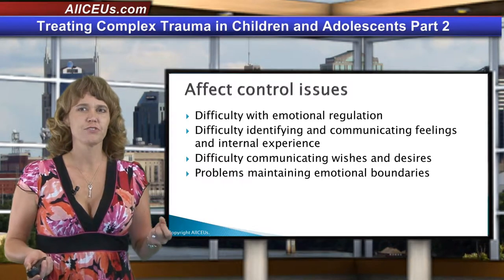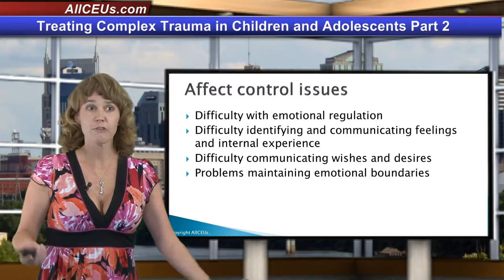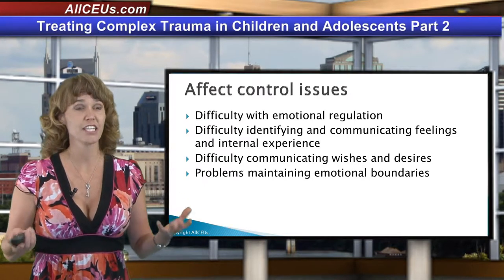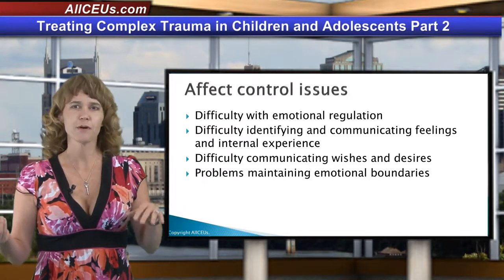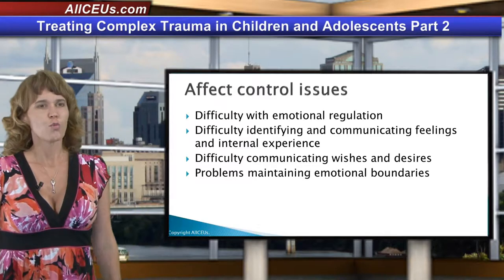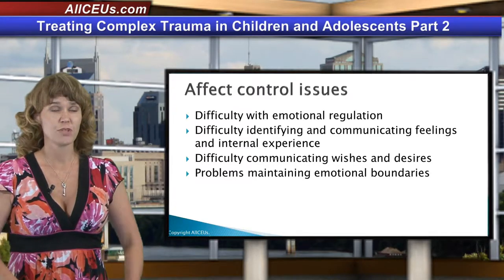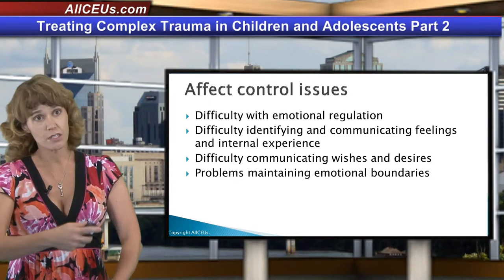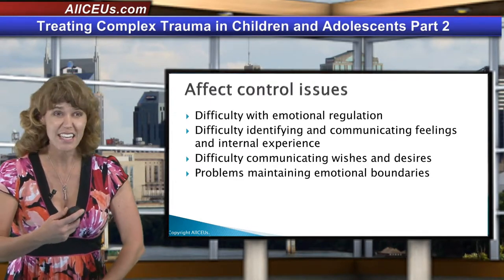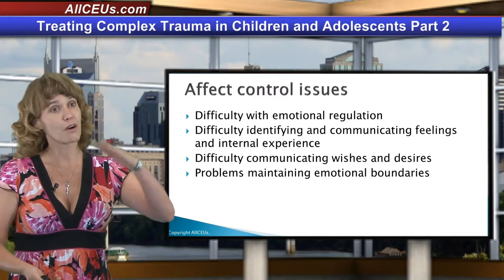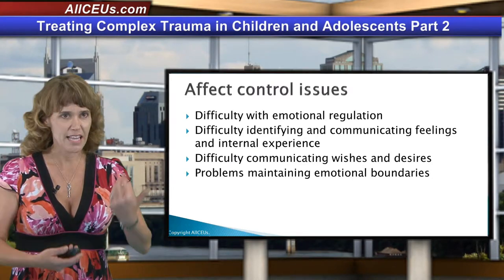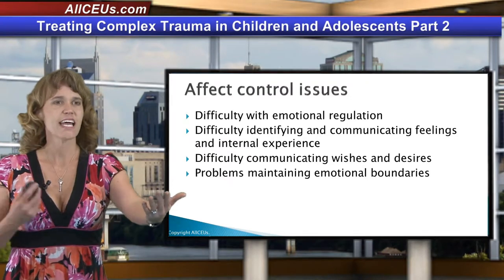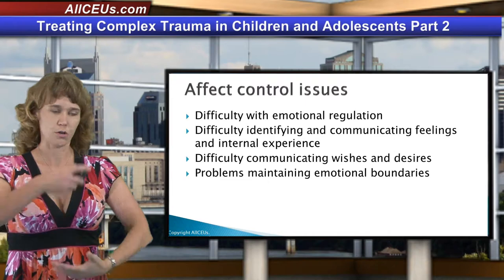Affect control issues. Children who grow up in an environment that's unpredictable have difficulty with emotional regulation. We talked about this some in the attachment section. When an infant is upset and you pick them up and you hold them, if you are upset, guess what? They get more upset. If you are calm, they tend to calm down faster because they can hear your heartbeat when you're holding them.